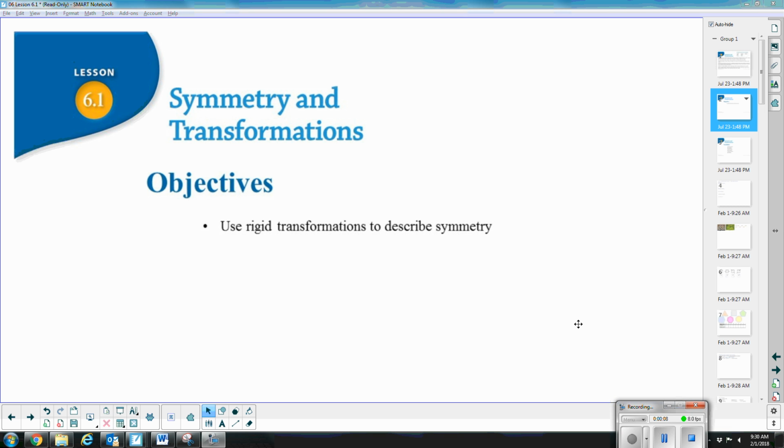And in this lesson, or in this whole chapter, we're going to look at applying transformations. So this one is specifically about symmetry and transformations. We're going to use what we've used before, rigid transformations. So they don't change shape and they don't change size. That's what rigid means. And we're going to use those to describe symmetry.